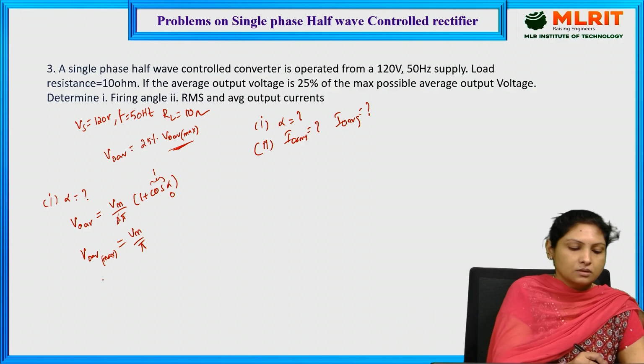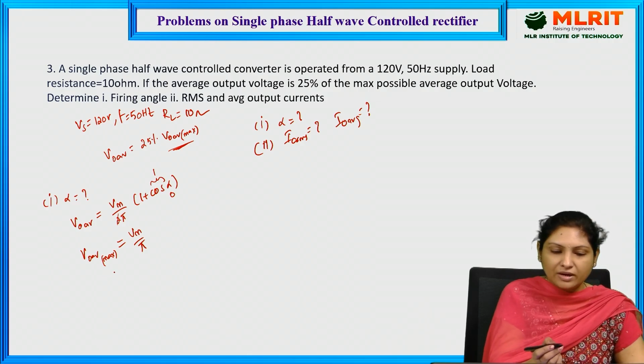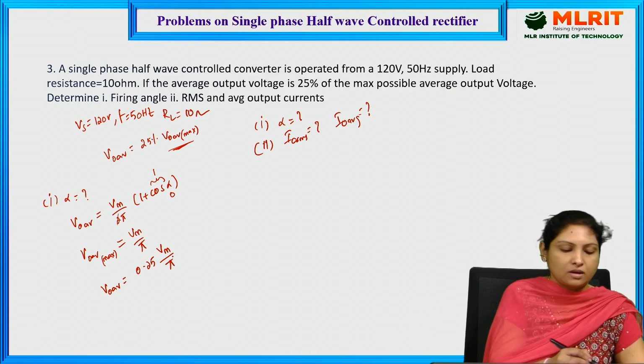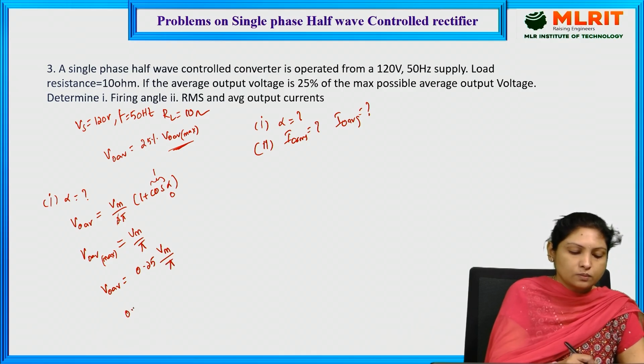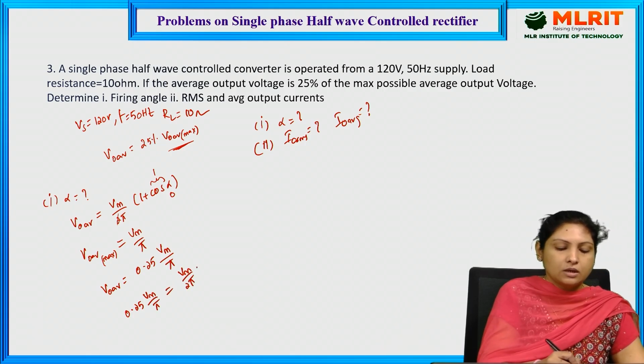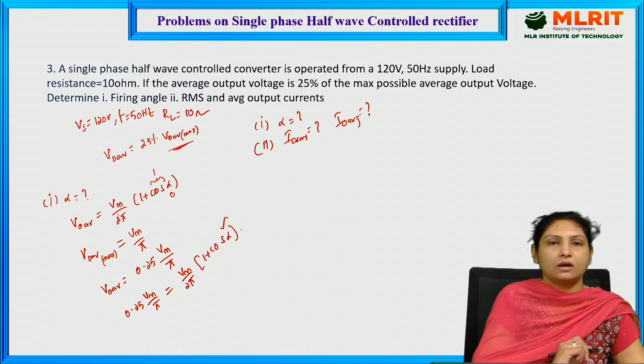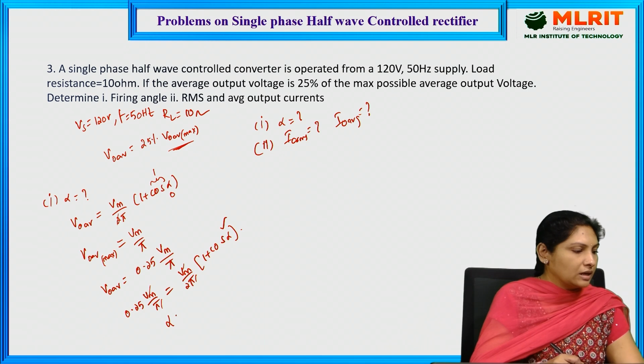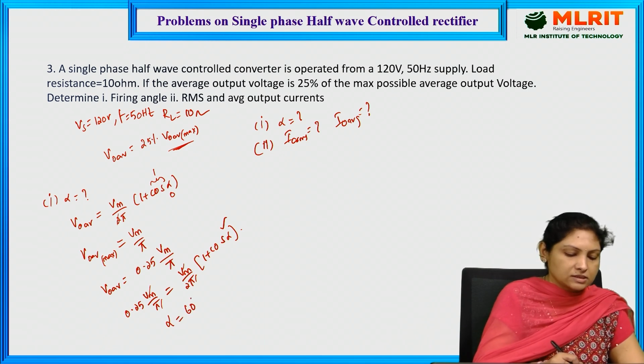Since we need to find the firing angle at V0 average equal to 0.25 times V0 average maximum, where V0 average maximum is Vm by pi, and V0 average is Vm by 2 pi into (1 plus cos alpha), let us cancel this Vm by pi. If we resolve this equation, we get firing angle as 60 degrees.